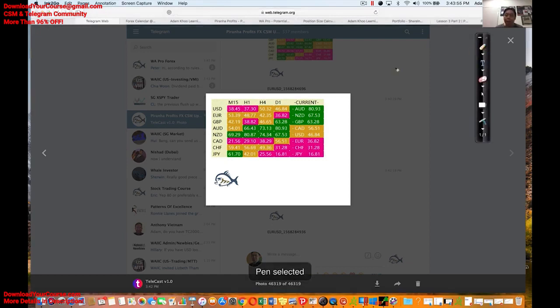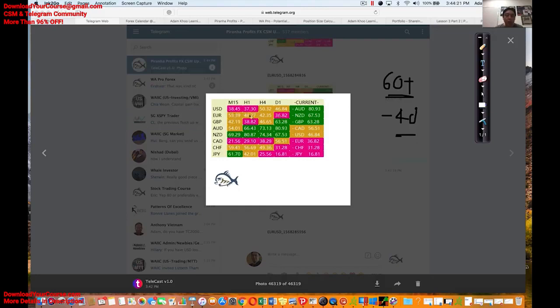So when a currency has a value of 60 and above, it is a strong currency and is coded in green. So you can see the ones in green are above 60 and they are the strong currencies. At the same time, the currencies that are below 40 in value are colored in red, and these are the weak currencies. And the ones in yellow would be neither strong nor weak. They are kind of like in between.